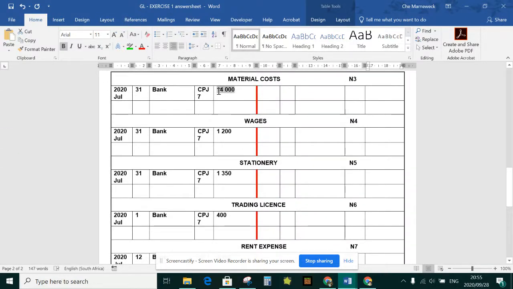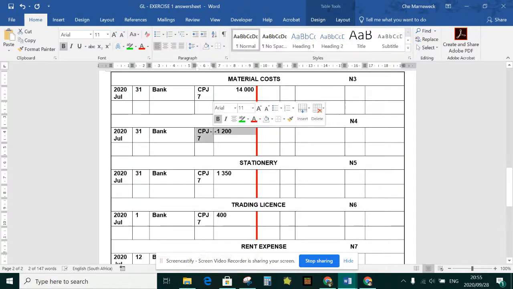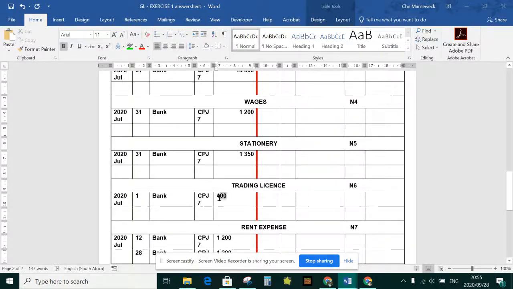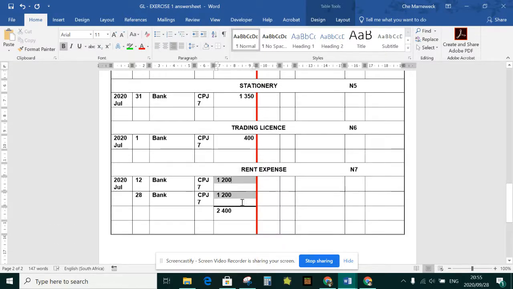The total of rent income is 45,000. The total of material costs, 14,000. Wages, 1,200. Stationery, 1,350. Trading license, 400. And rent expense, 2,400.